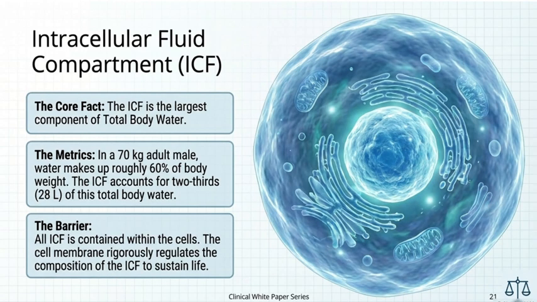Now, coming to intracellular fluid, which is the largest compartment of the total body water. In a 70 kg adult, total body water is about 60% of the body weight, and two-thirds of this is 28 liters, which is the intracellular fluid. This fluid is contained within the cells, and this is tightly regulated by the cell membrane. The intracellular environment is crucial for cellular function, and even a small disturbance can affect the cell survival.